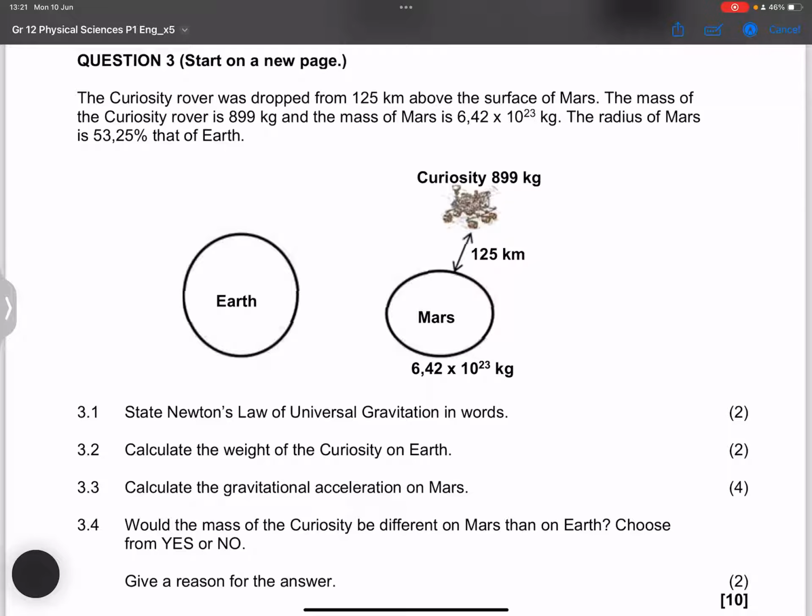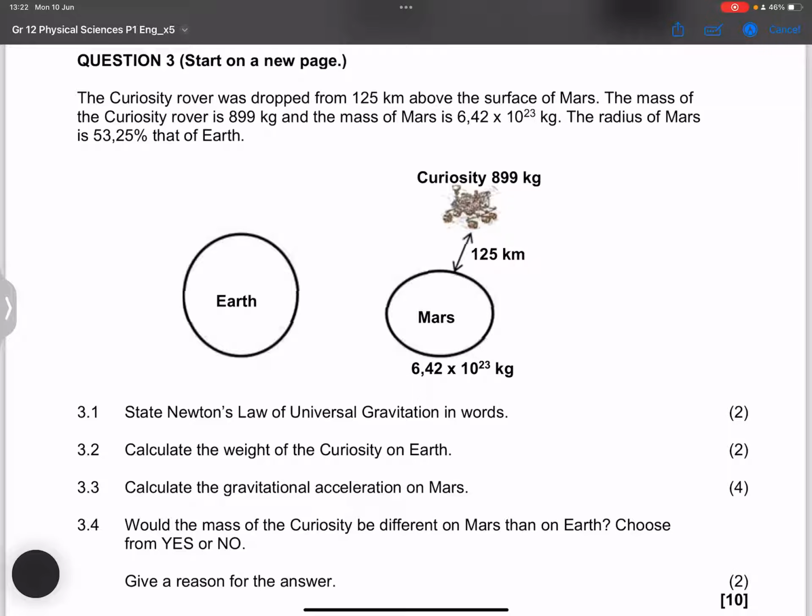Now, ladies and gents, they want us first to state Newton's law of universal gravitation. And remember, how do we state that? We say that every object will attract every other object in the universe with a force that is directly proportional to the mass of the objects, and inversely proportional to the square of their distance apart from their centers of mass. Or you can say that the force of attraction between two bodies in the universe is directly proportional to the product of their masses and inversely proportional to the square of their distance apart from their centers. That sounds like a mouthful.